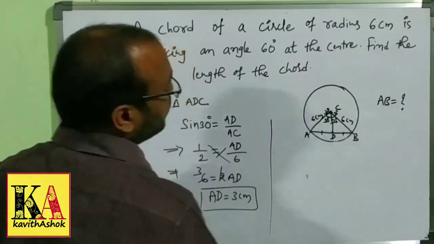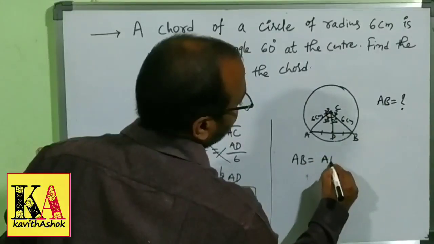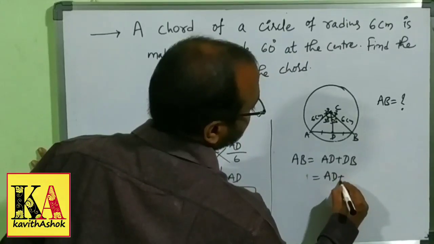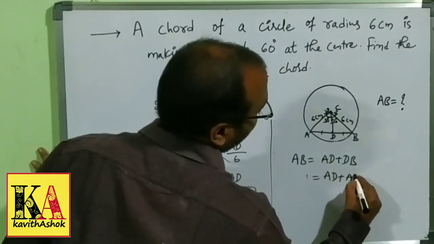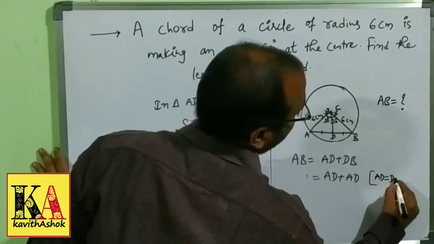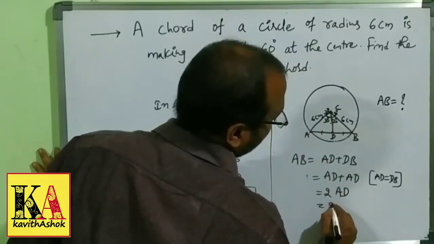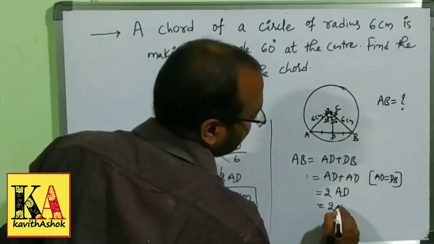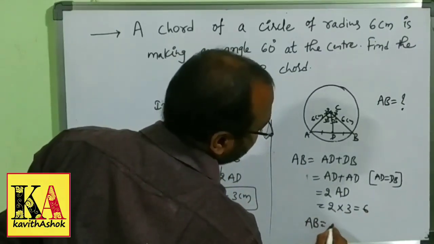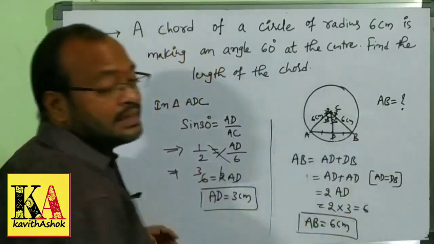Right. Now we want AB. AB is nothing but AD plus DB. We already know AD plus DB, and AD is the same. Why? Because it is a perpendicular bisector, since AD is equal to DB. So this is 2 times AD. 2 times AD is nothing but 2 into 3. So that's why this is 6. AB is equal to 6 centimeters. The length of the chord AB is 6 centimeters.